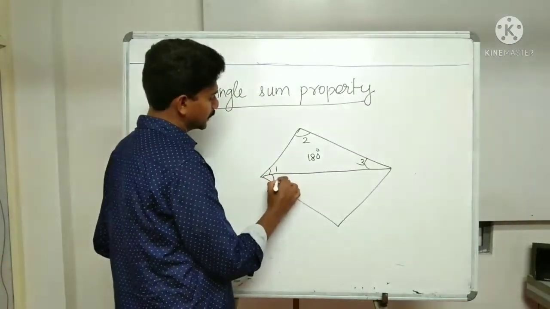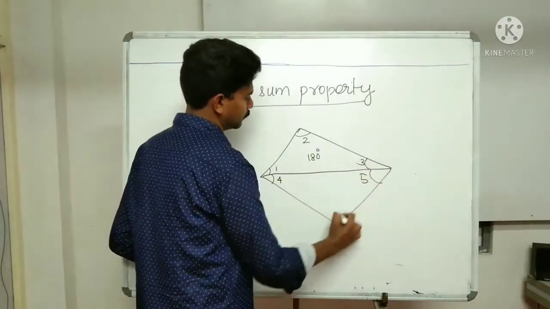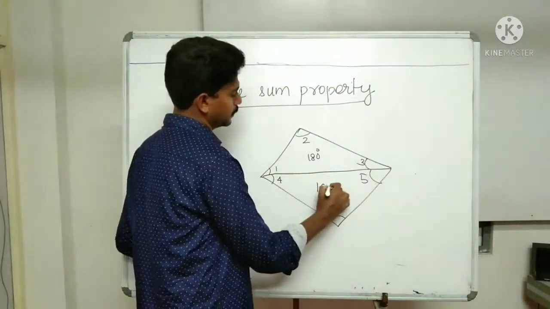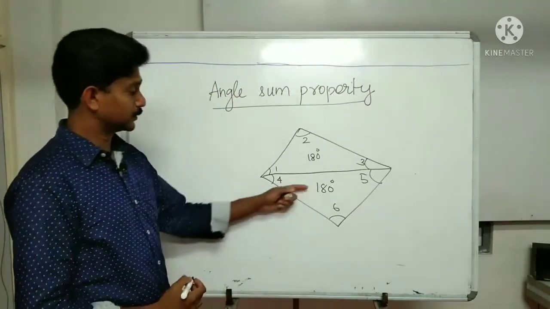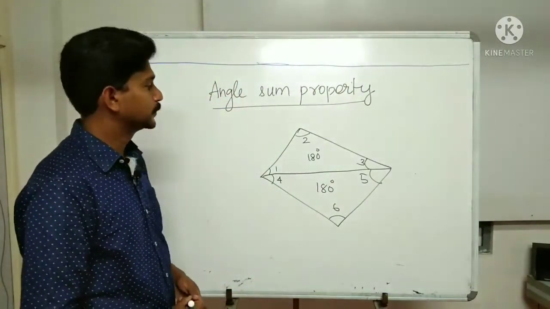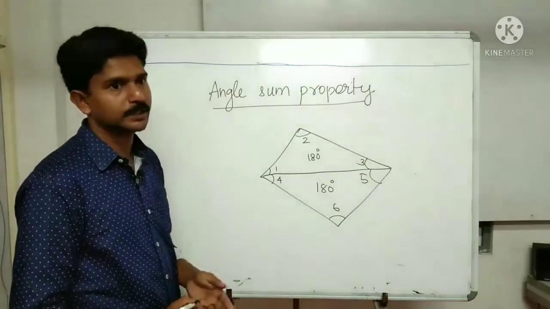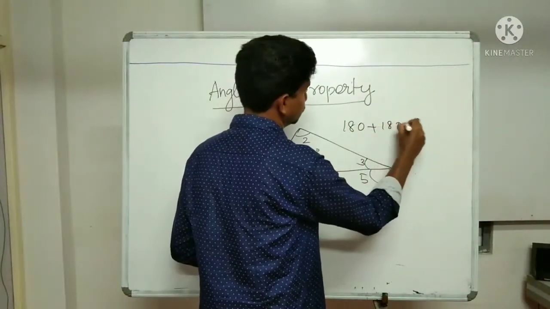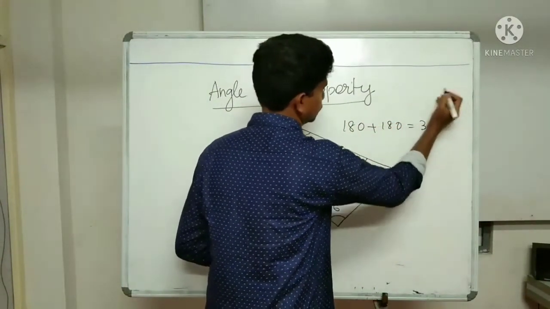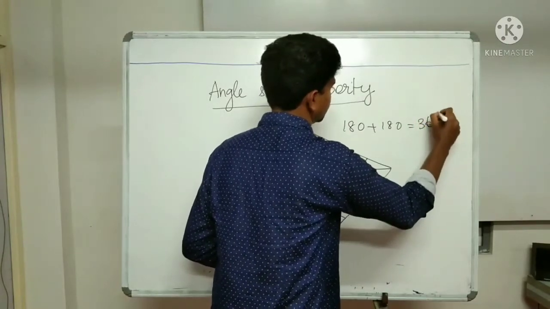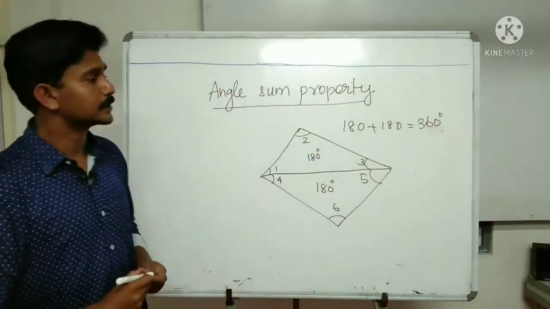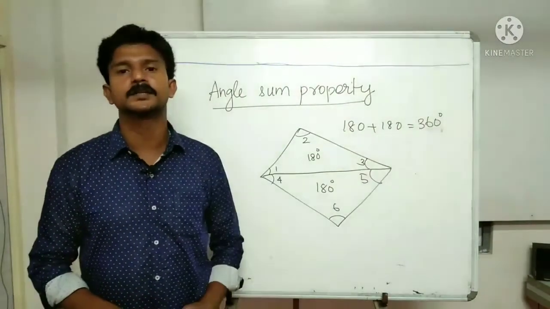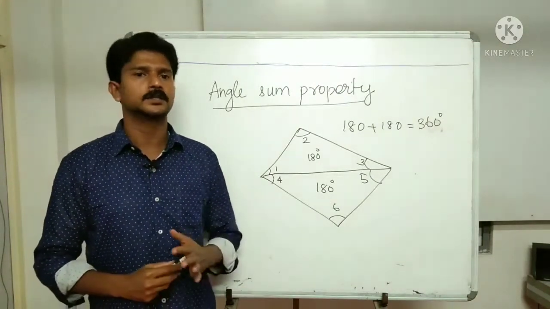Same way, we can split this as angle 4, and we can mark angle 5 and angle 6. When we add angle 4 and angle 5 and angle 6, we get the sum as 180 degree. So here 180 degree, here also 180 degree. When we add 180 degree plus 180 degree, we get 360 degree. From this we can understand that the sum of the measures of angles of a quadrilateral is equal to 360 degree. So this is an important understanding.